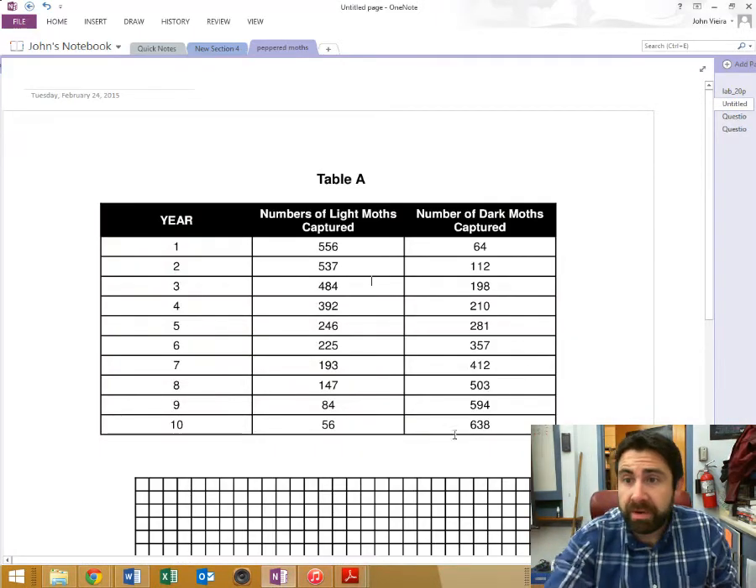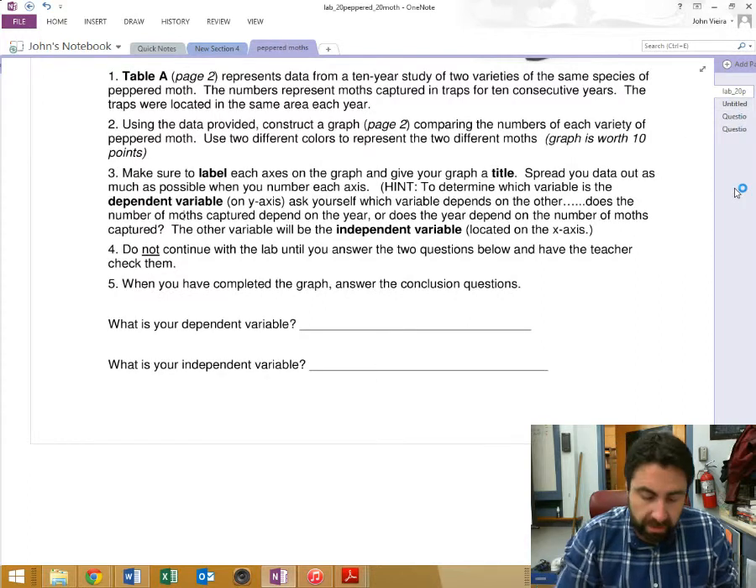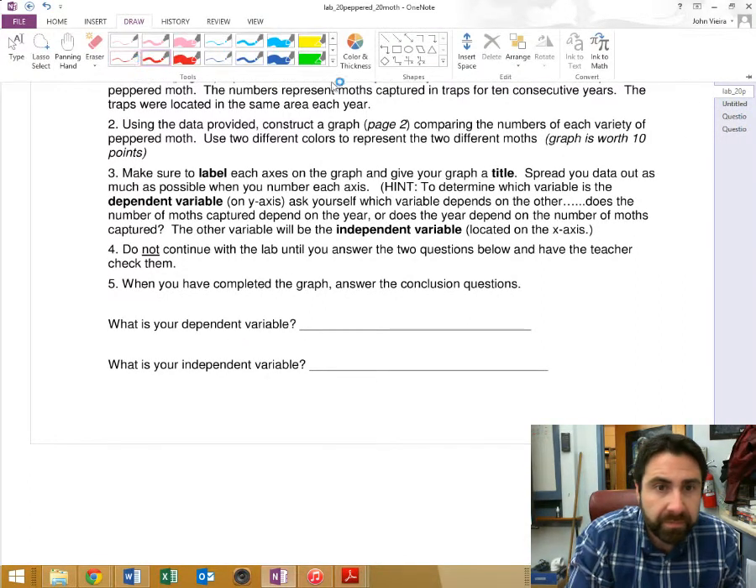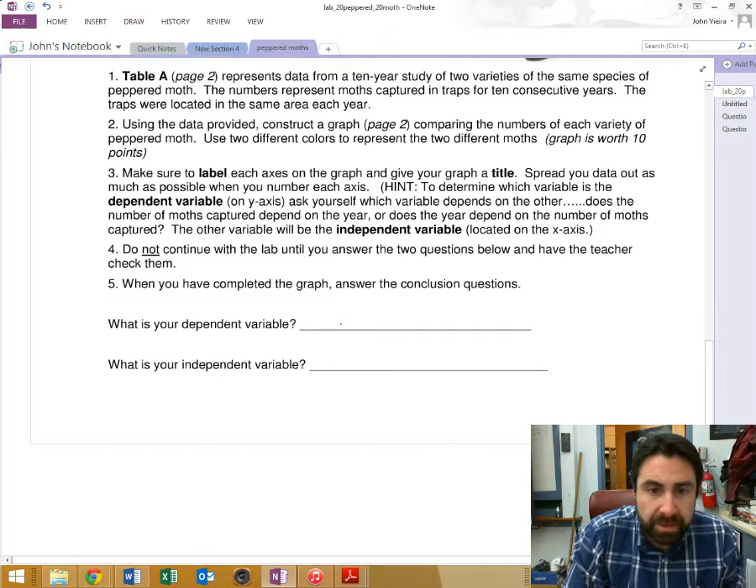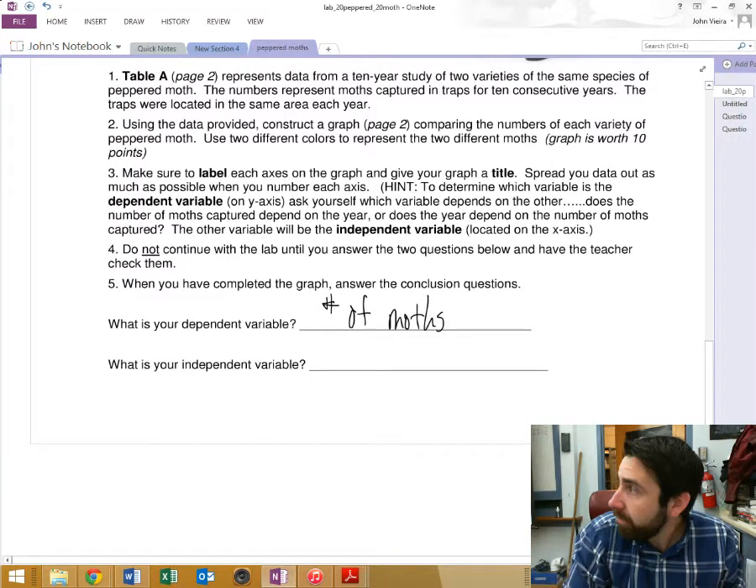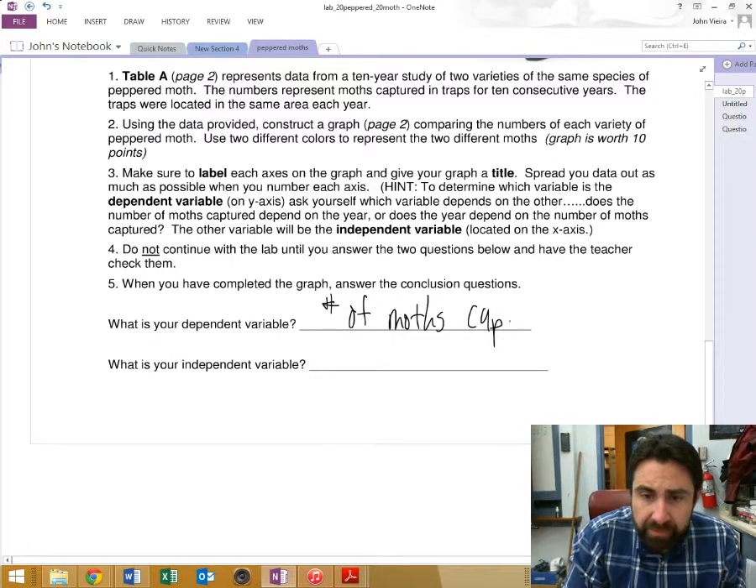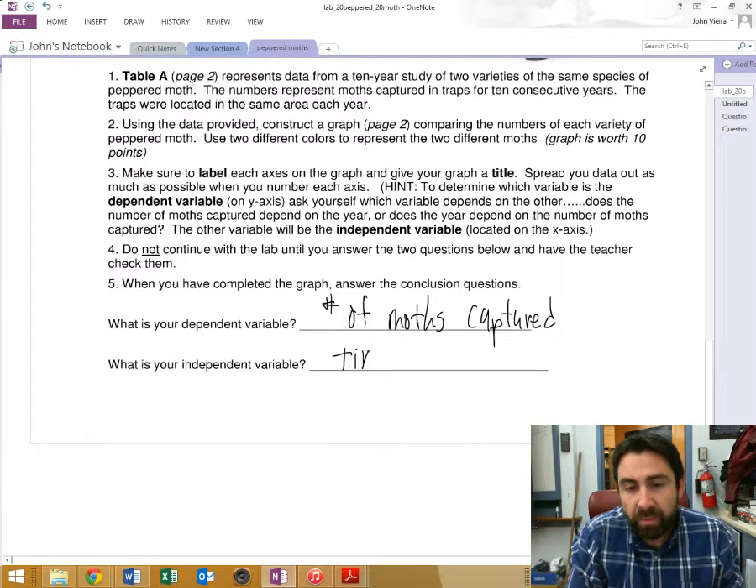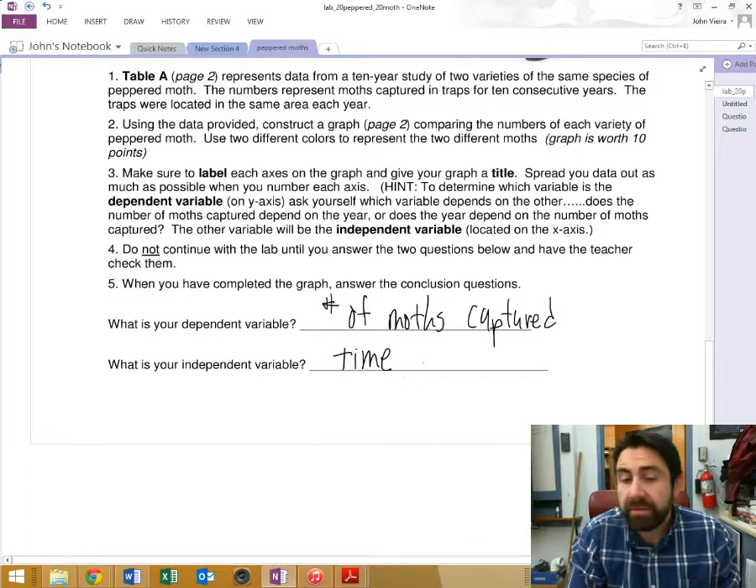Okay, so we determined that the dependent variable, which is what we're measuring, the dependent variable is the number of moths captured. And then your independent variable was your time. What's the unit, class? You're going to put the unit in parentheses.